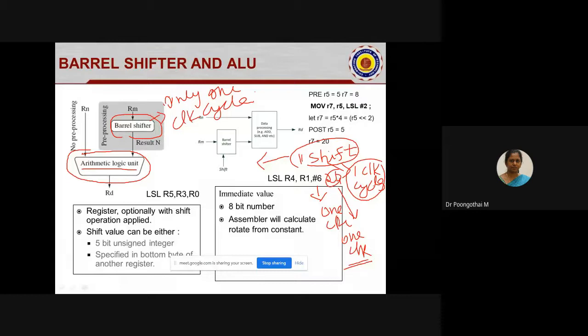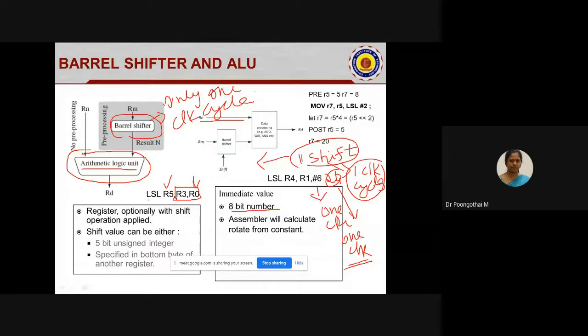So here, look at this diagram. We have two operands, right? That is Rn and Rm. So here, two source operands and one destination operand. One of the source operands, the last one, the Rm, can be a register value or an immediate 8-bit number.